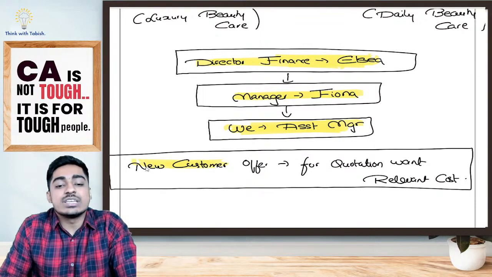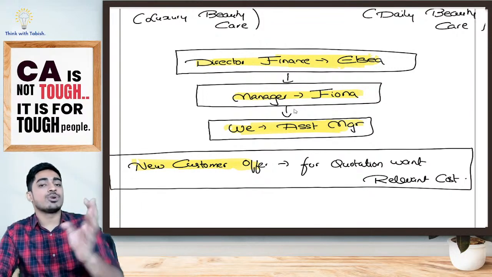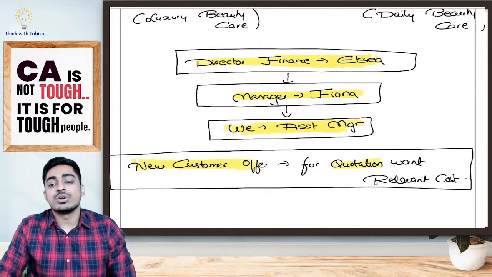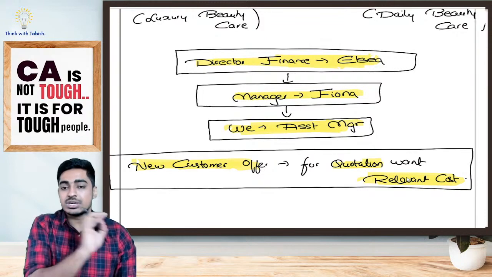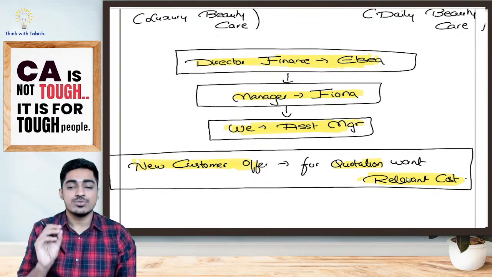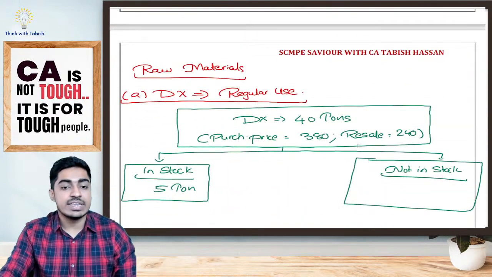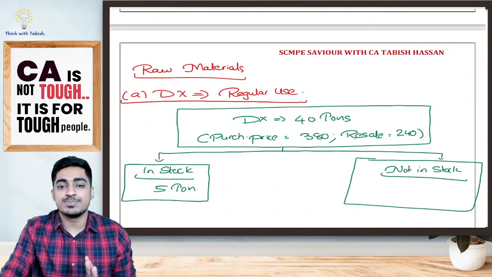There is a new customer who has placed an offer. A new customer has come, telling, I want this product. Now we have to prepare a quotation. So for quotation, we want the relevant cost. This is what the complete story is all about. So we have to calculate the relevant cost. We look at the respective paragraphs and calculate the relevant cost. End of the question. Very simple question.